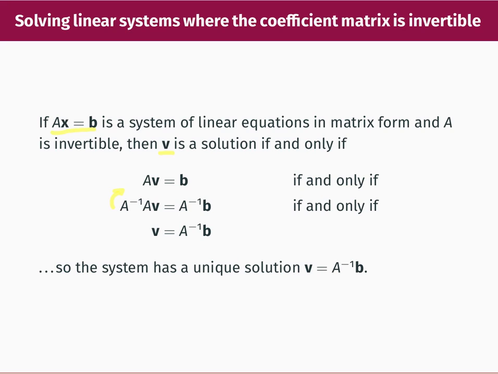There is one and only one solution to this system of linear equations, and that solution is A inverse times b. That gives us a condition for solving systems of linear equations when the coefficient matrix is invertible.